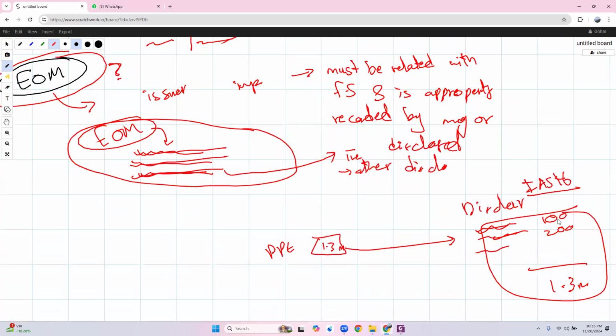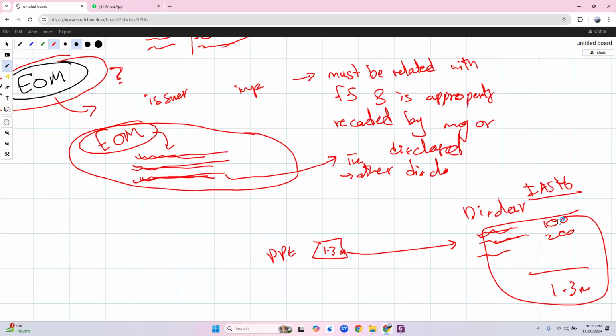So if the auditor thinks that this disclosure is very important for the user and it is properly recorded or disclosed, again the auditor will include an EOM paragraph, but in this paragraph he will state this is very important for you, you should go and read this disclosure or check this balance. Got it? Okay.